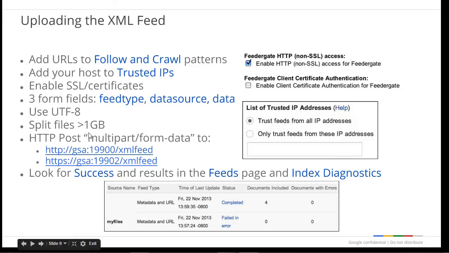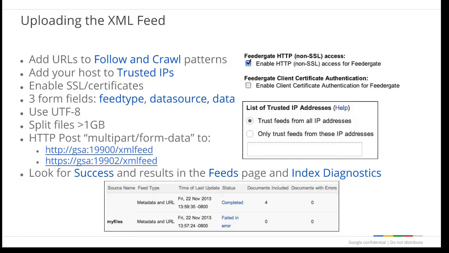Your feed client must send the XML feed document to the GSA using an HTTP post using the MIME type multipart/form-data to one of the two listening ports and the correct URL pattern, XML feed. If the feed document was received, the GSA will respond with a single word, success. This simply means that the feed request has been accepted and that the feed document is well formed and valid.